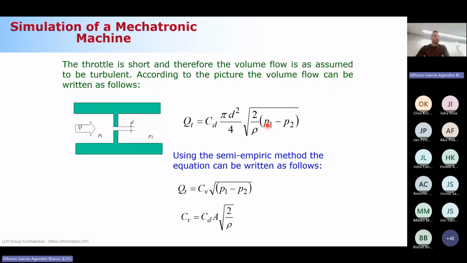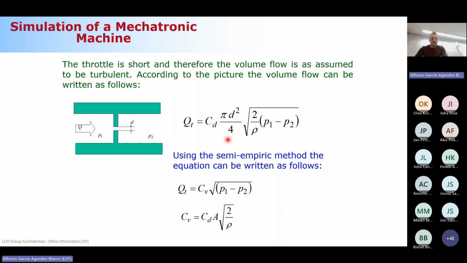Before we were writing it as delta P. Now the gradient of pressure is P1 minus P2, okay? Delta P. But you can see that this modeling is the turbulent flow type, okay? You have the square root of a pressure difference, okay? So turbulent flow rate. Perfect. And to model this volumetric flow, a method called the semi-empiric method is used, okay, to write the equation.